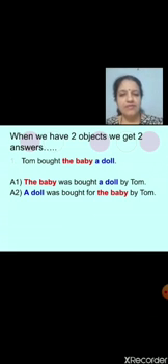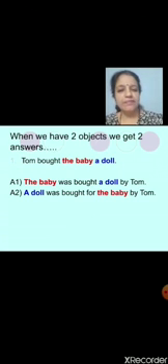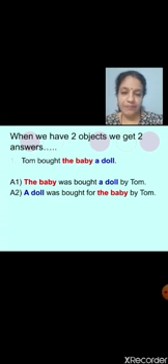Now, when we have two objects, we need to understand we get two answers. Tom bought the baby a doll. So, the answer is: the baby was bought a doll by Tom. Another answer: a doll was bought for the baby by Tom.